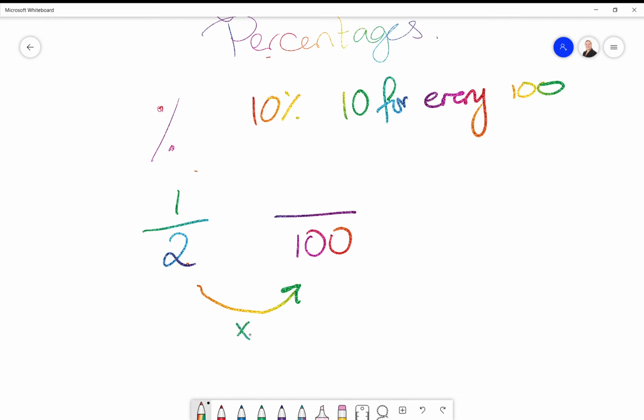Hopefully we know it's 50. Another way of doing it is saying 100 divided by 2 is what? And then you can go the other way. So I have to times the top by 50. So 1 times 50 is 50. So a half is the same as 50 over 100. So that's the same as 50%.